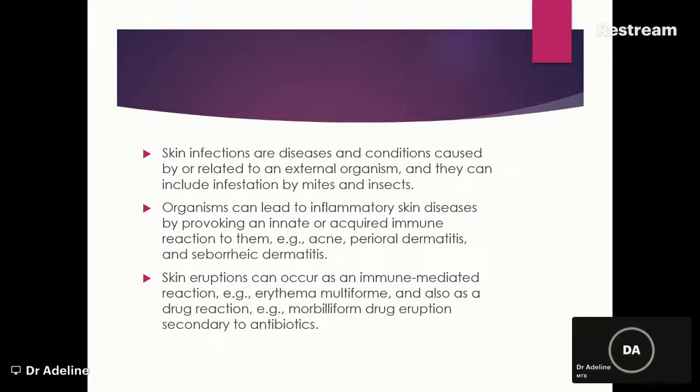These organisms lead to some inflammation in the skin, and this provokes our innate or acquired immune reaction, and as part of that, it reacts in various ways. In that case, we can develop acne or dermatitis, which can be perioral or seborrheic. There are so many different skin conditions which occur following these kinds of inflammatory diseases. The skin eruptions can occur as an immune mediated reaction, for example erythema, or can sometimes occur after taking some drugs, which can be drug reactions like morbilliform drug eruptions, which is usually seen secondary to taking some antibiotics.